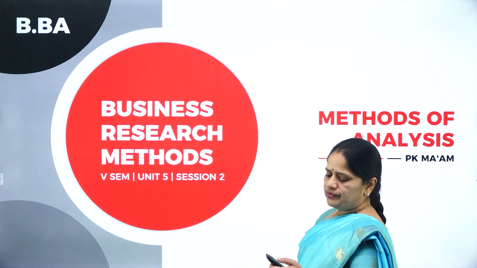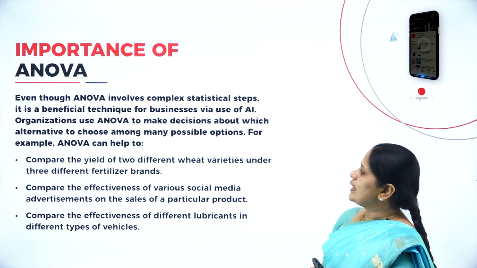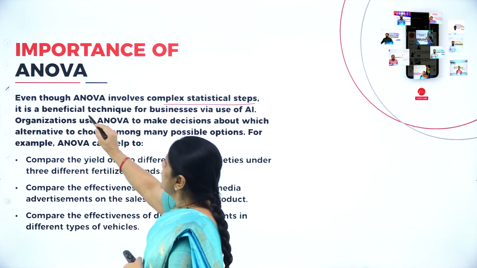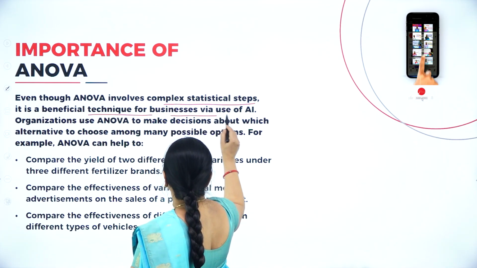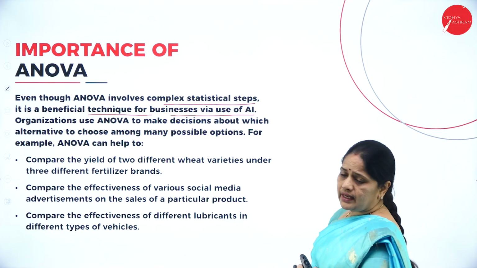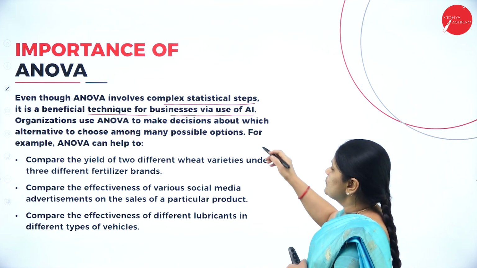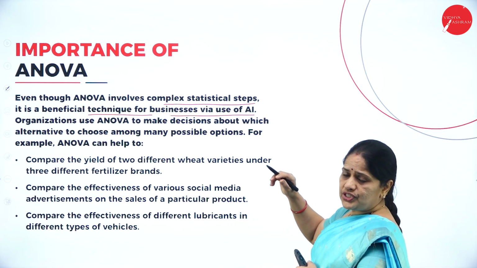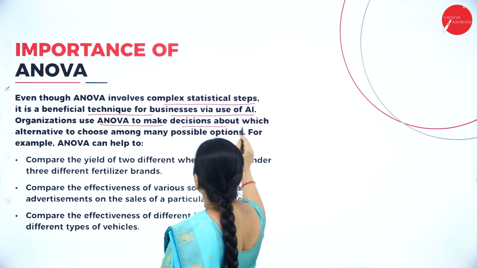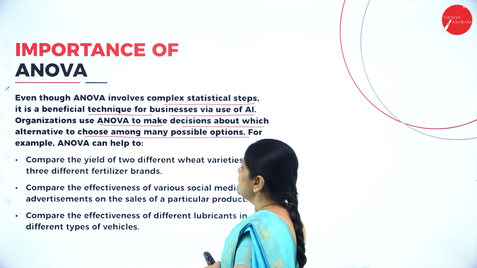In this session 2 of Unit 5, let us understand the importance of ANOVA. Even though ANOVA involves complex statistical steps, it is a beneficial technique for businesses via use of AI. What is AI? Artificial intelligence. Organizations use ANOVA to make decisions about which alternative to choose among many possible options.